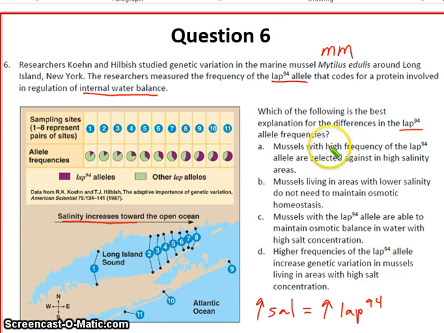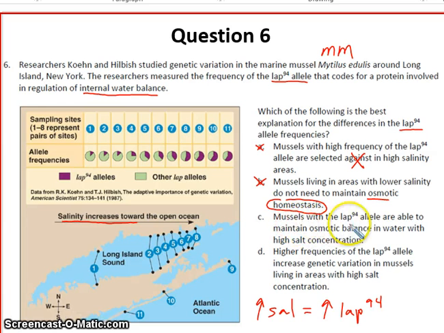First one says, mussels with a high frequency of the LAP94 allele are selected against in high salinity areas, and that's not what this is showing us down here. They'd actually be selected for in high salinity areas. Next one says, mussels living in areas with lower salinity do not need to maintain osmotic homeostasis. Everything needs homeostasis, and especially if it's a marine organism, it's going to have to be osmotic homeostasis. I'm going to get rid of that one.